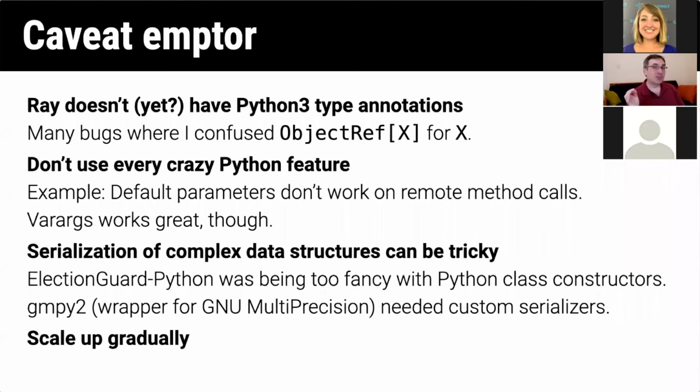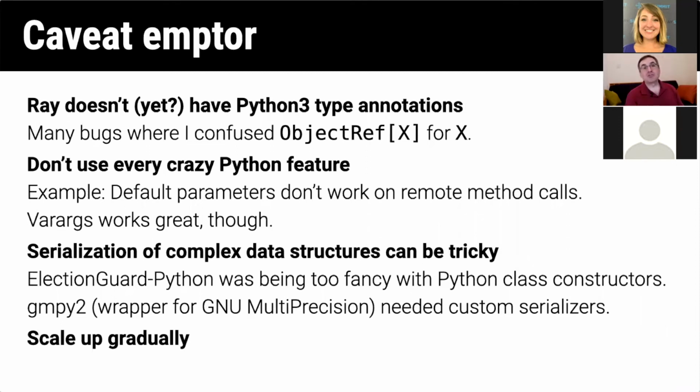But a more important thing is that you shouldn't use every crazy Python feature. It turns out that default parameters don't work on remote methods. I tried and I was getting weird errors, and the answer was don't use default parameters. If you want one, build a wrapper, and then the wrapper calls your remote method. I will say that vararg functions worked great, and I used them all over the place.